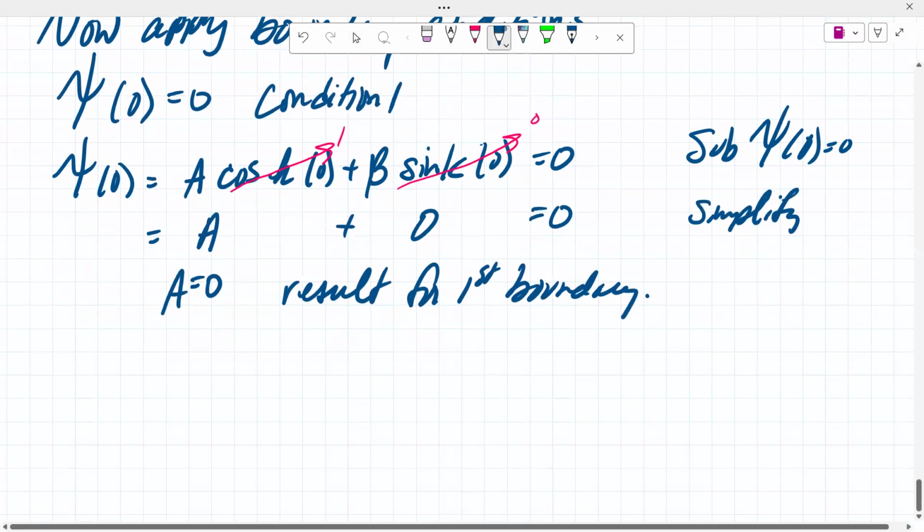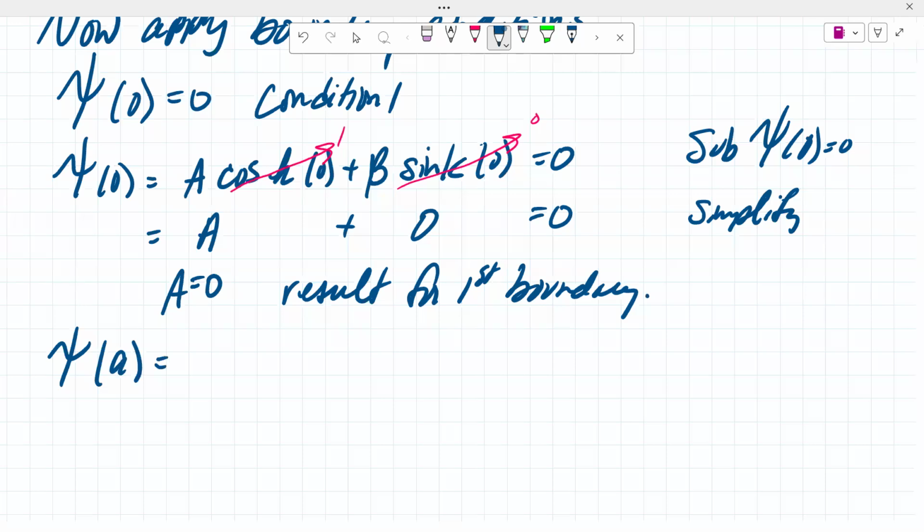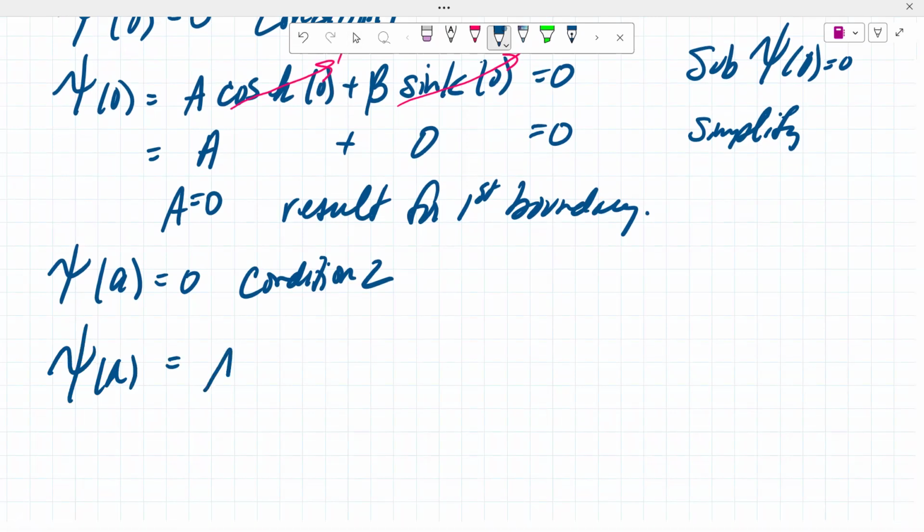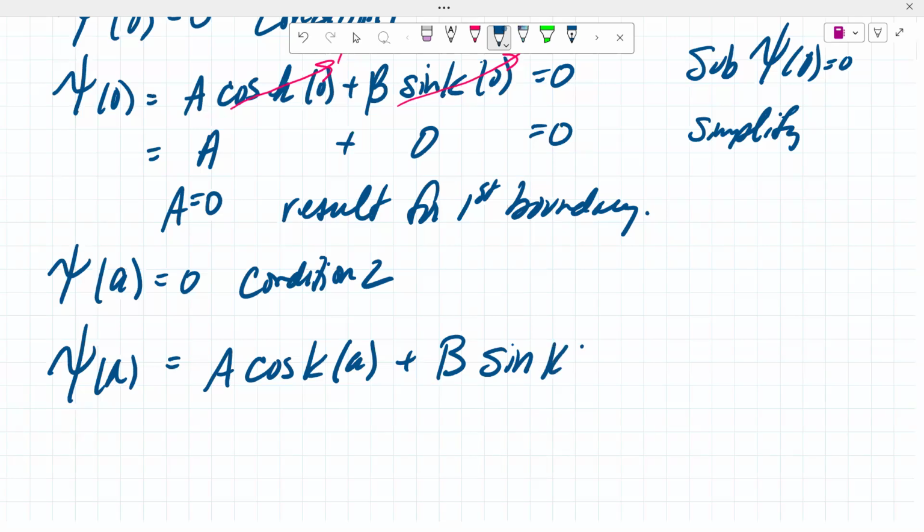All right. Now let's apply the second boundary condition. At a, it also equals 0. So that means psi of a equals a cosine ka plus b sine k times a equals 0. This is just sub in the boundary. Sub in the condition 2.